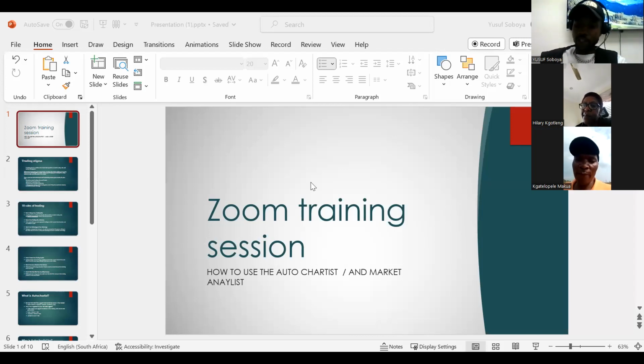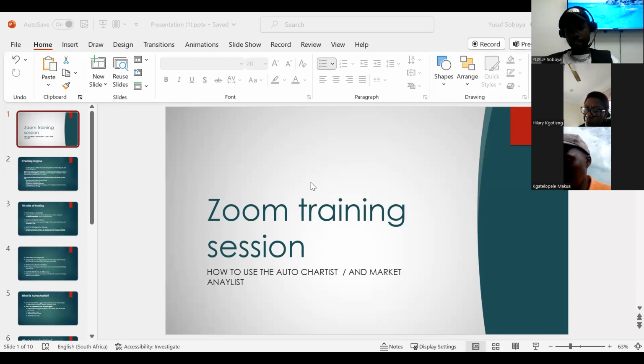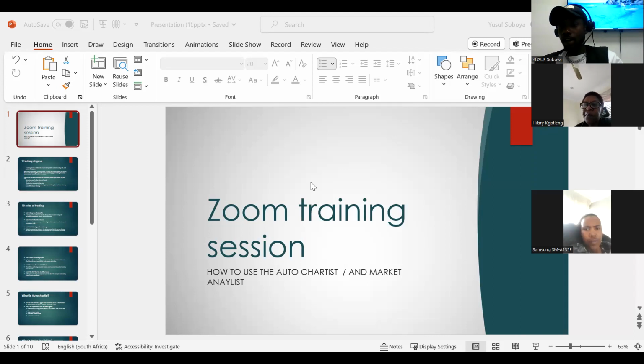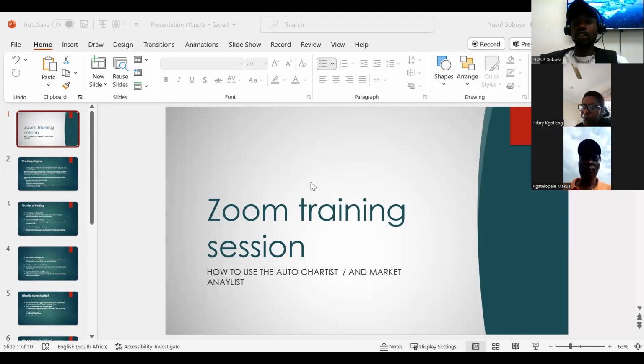What I wanted to actually share today is the auto chartist. How can we use the auto chartist in a way that will help us make some money? Not sure if people know that we have a platform called auto chartist that can assist you in making money, in having successful trades when you are actually trading.